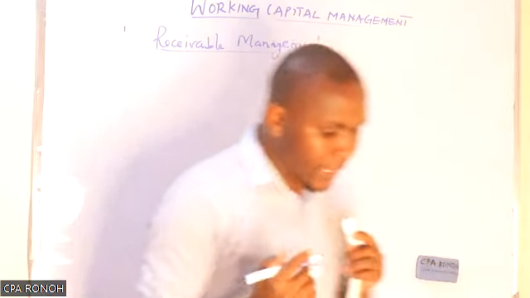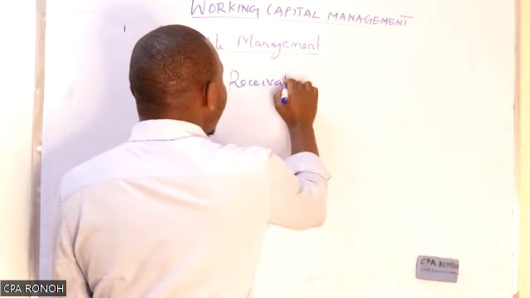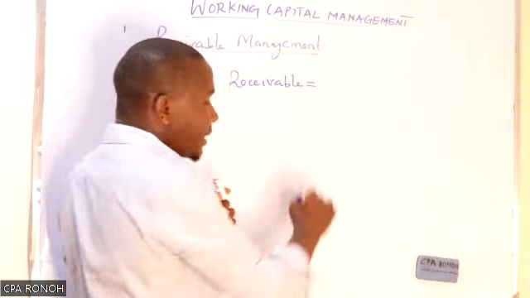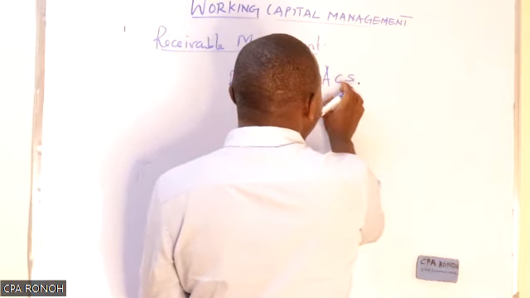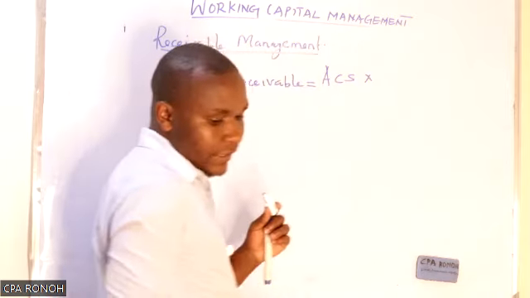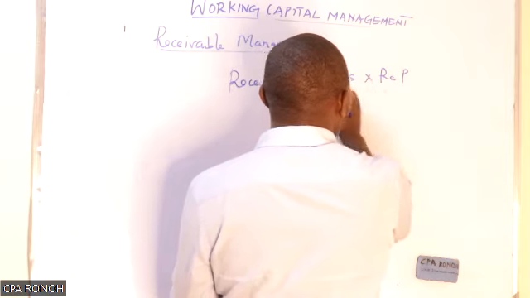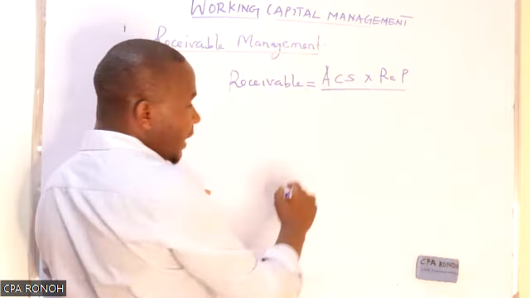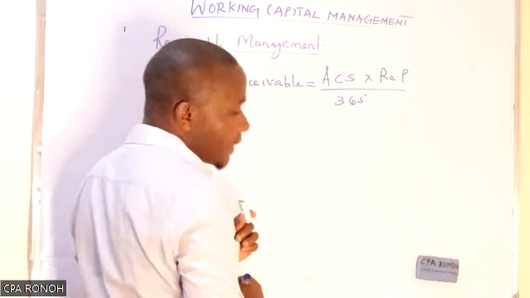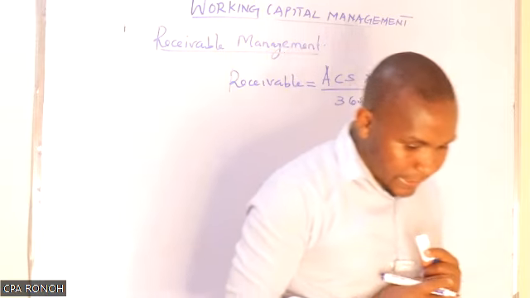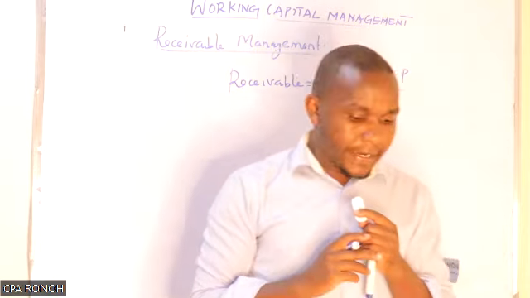So how do we get now these receivables, receivable management? To get receivables, we take the average credit sales times the receivable period, and we divide by 365.